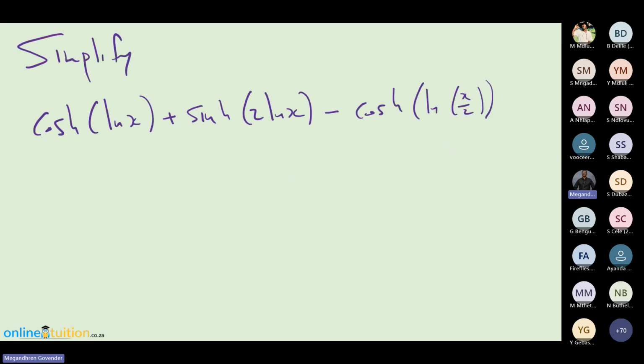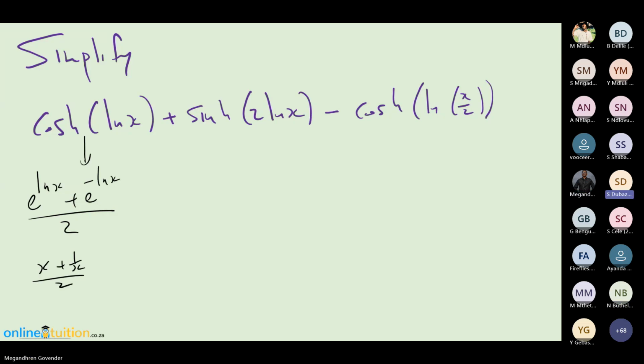What about this one? I just made this up. So how would you simplify cosh of ln x? Can anyone tell me what cosh of ln x is? It is e to the ln x plus e to the minus ln x, over 2. Right, but now do you agree with me that this is the same as x plus 1 over x, over 2? You agree with that? Yes, that's right.